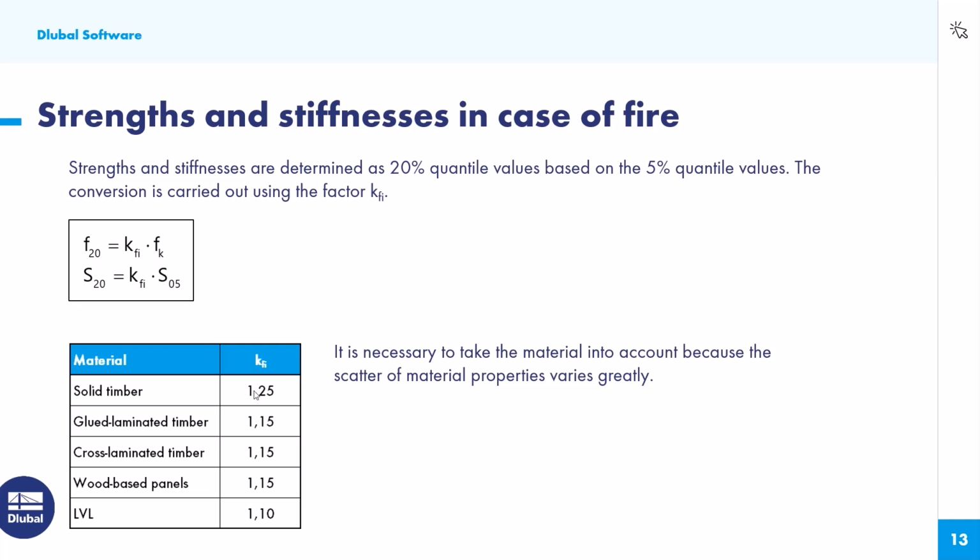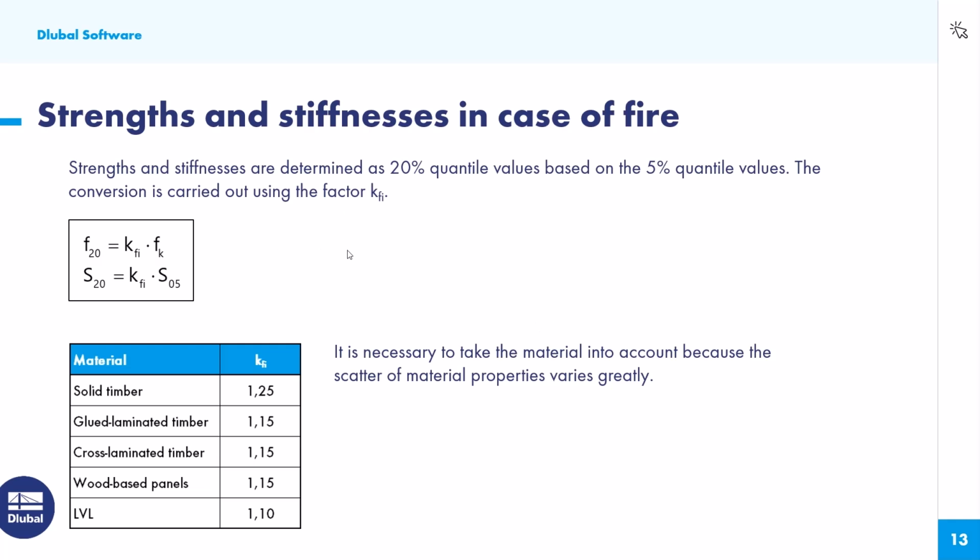Next slide is about strength and stiffness in case of fire. I guess you know these characteristic strengths fk, fm,k or fc,k and so on, ft,k. And this value is actually the 5% quantile value. In case of fire, we can use the 20% quantile value. So that means 20% of the values are lower and 80% of the values are higher than this value.